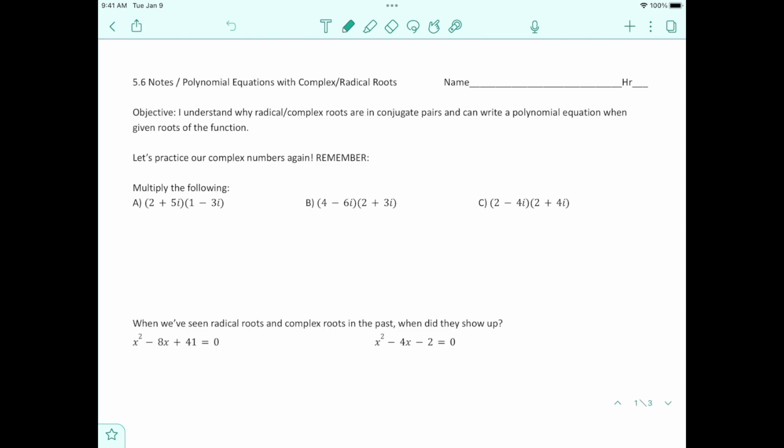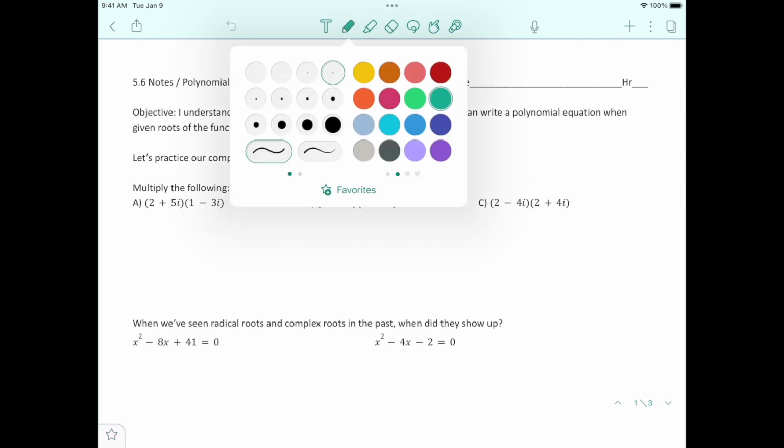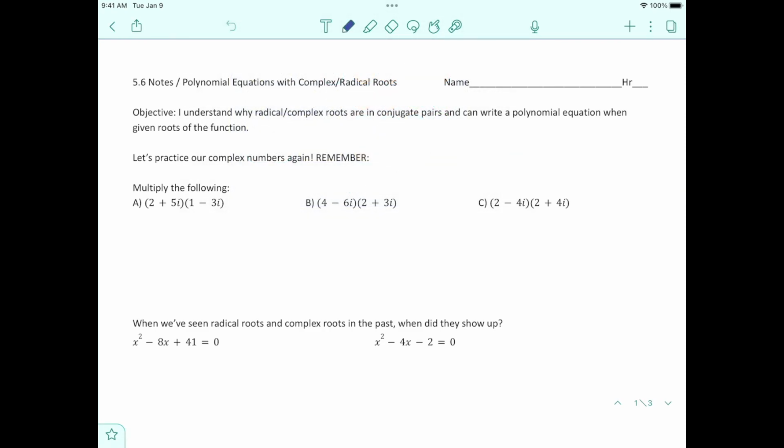So first we need to jump back to complex numbers for a second and go over some things that we've actually learned before. With complex numbers, remember a complex number is written a plus or minus bi. It always has the real component followed by the imaginary component to make a complex number, which again has both parts, a real and an imaginary.